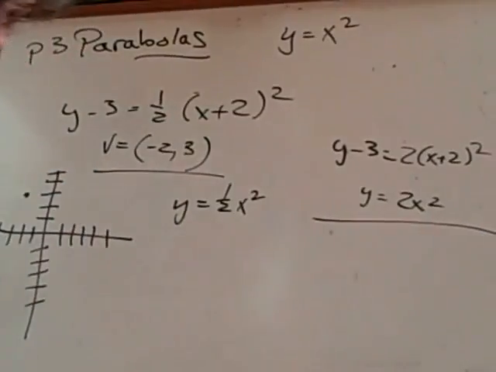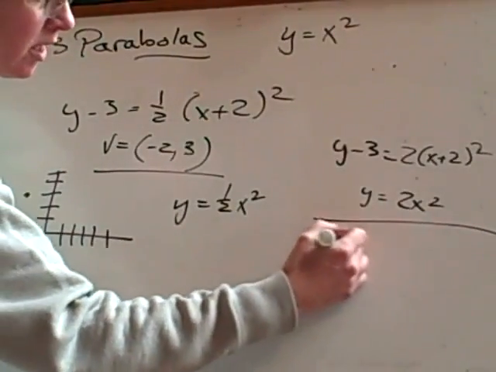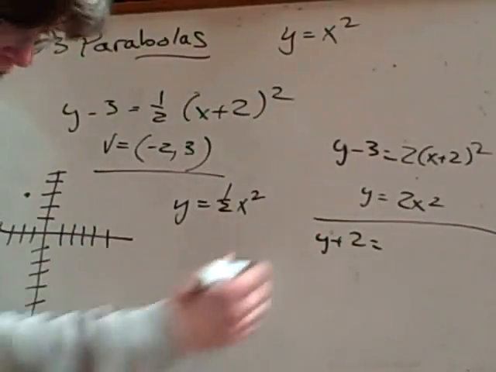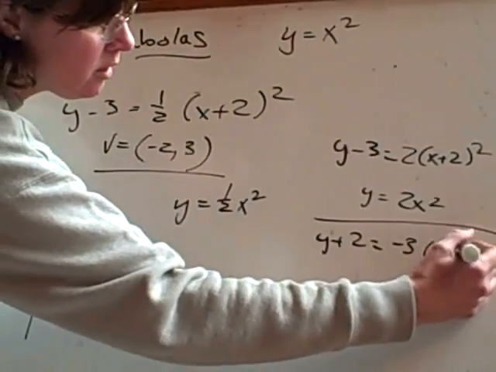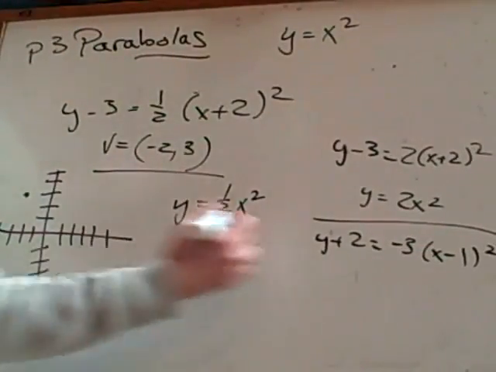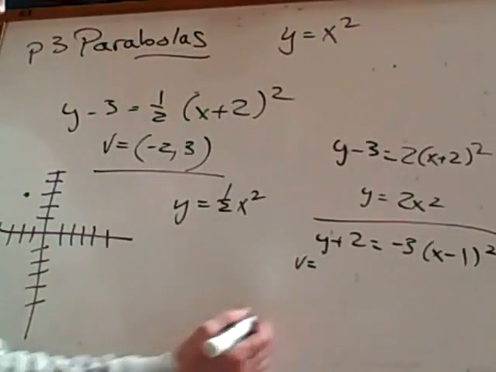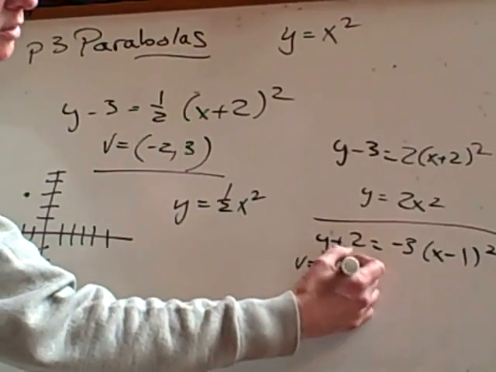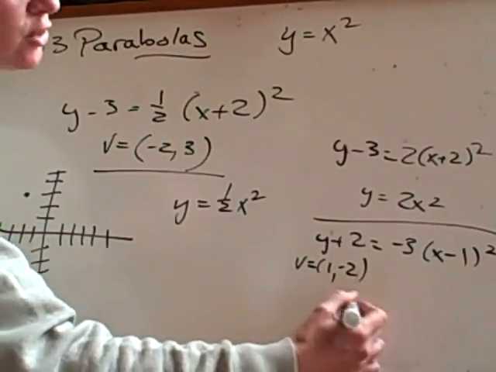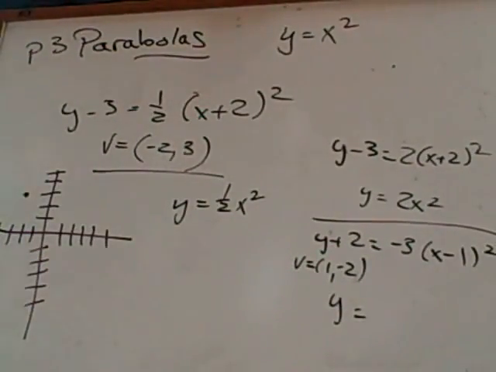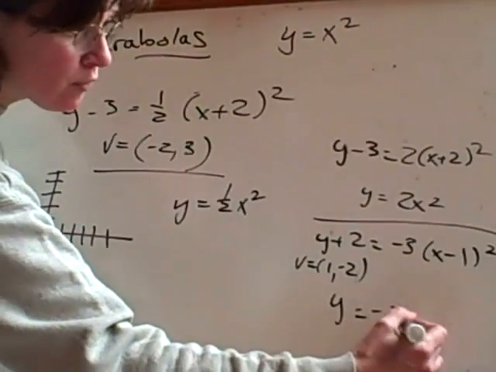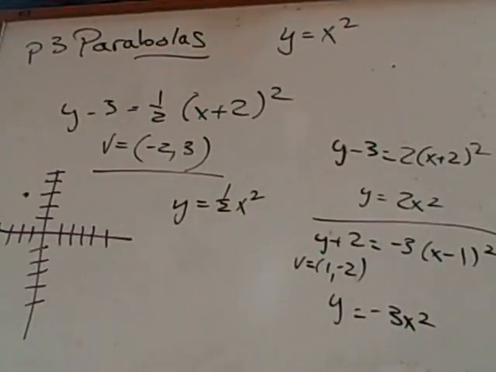Let's look at that second example. It says y plus 2 equals negative 3 times x minus 1 quantity squared. What's the vertex on that one? It would be 1, negative 2. And what is my untranslated one? Y equals negative 3x squared. Perfect.